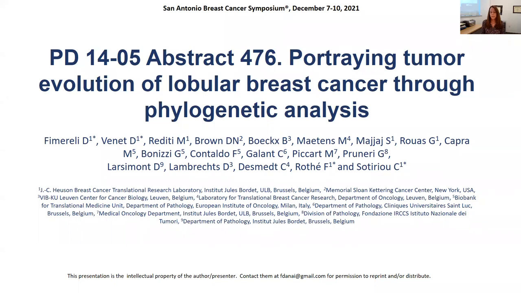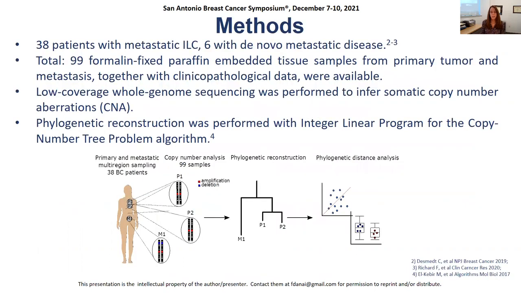The first abstract is 476, portraying tumor evolution of lobular breast cancer through phylogenetic analysis. Dr. Fimarelli and colleagues used patient samples to examine metastatic dissemination events and underlying tumor heterogeneity over time. They looked at 38 patients with metastatic ILC, 6 of whom had de novo metastatic disease. In total, they had 99 paired tissue samples from primary tumors and metastases, together with clinicopathologic data.